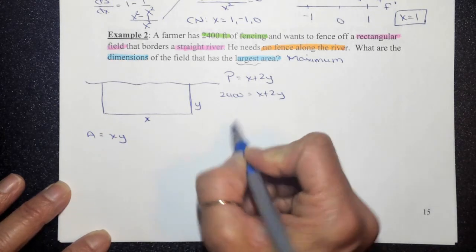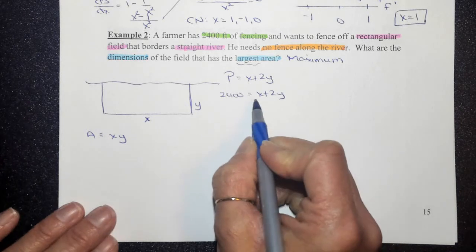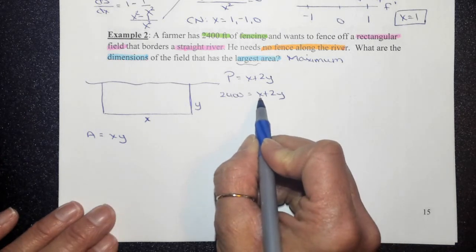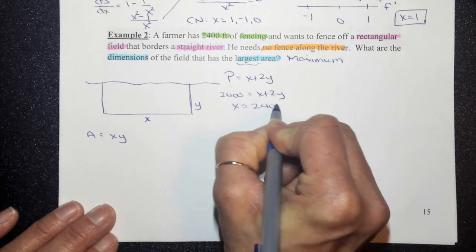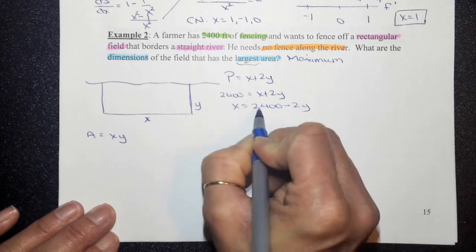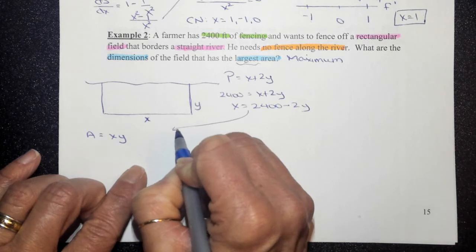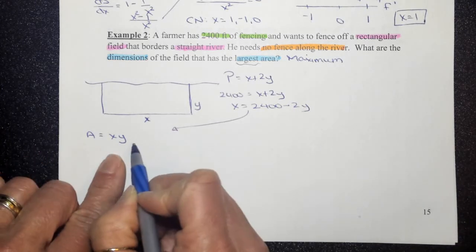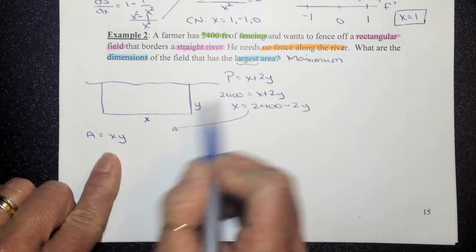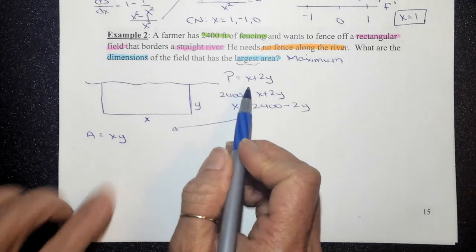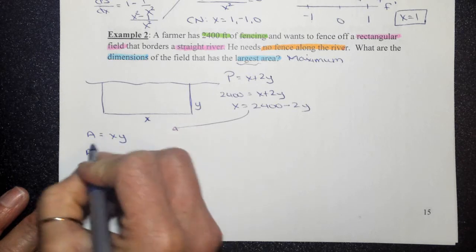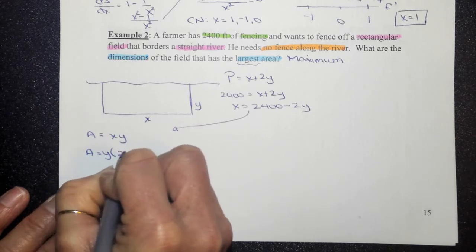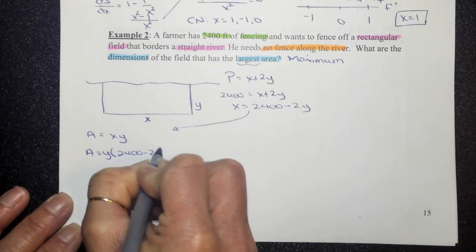You make a choice. What is the easiest to solve for? In this case, the easiest to solve for would be x. So I'm going to say that x is equal to 2400 minus 2y. So what I can then do is plug that in over here and eliminate one of these variables. So I actually needed 2 formulas here. So now we're going to say that the area is equal to y times 2400 minus 2y.